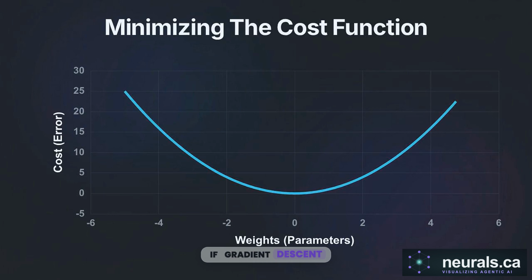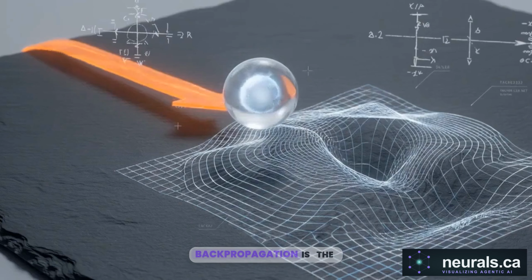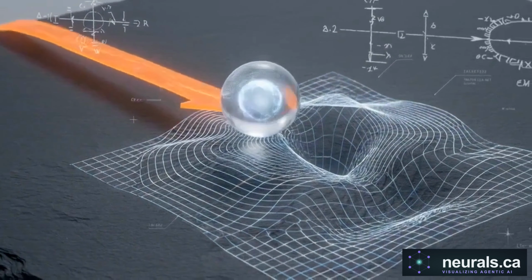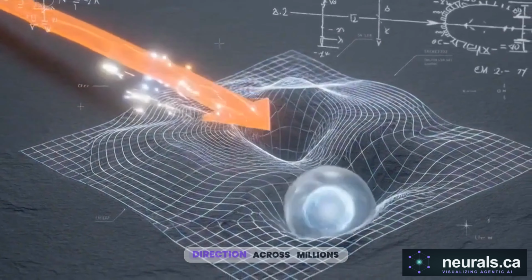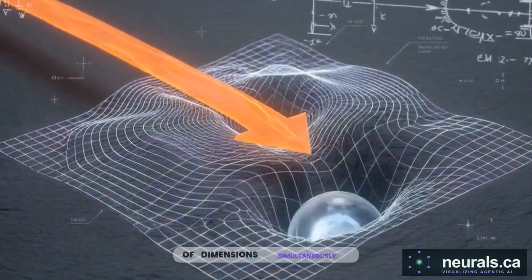If gradient descent is the process of walking downhill to find the lowest possible error, backpropagation is the mechanism that calculates the specific vector of that downhill direction across millions of dimensions simultaneously.